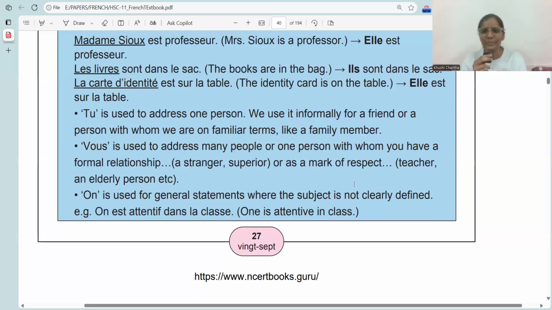Tu is only used for one person and for informal relationships. Vous is used for a group of people, more than one, for plural persons, or when there is only one person but you have a formal relationship with that person. You want to talk to that person with respect, with some formality. At that time, you would use vous. If I'm talking to my teacher, I would say vous. If I'm talking to my grandparents, they are elder to me, I would say vous. If I am talking to some stranger, I would use vous, although that is a singular person.